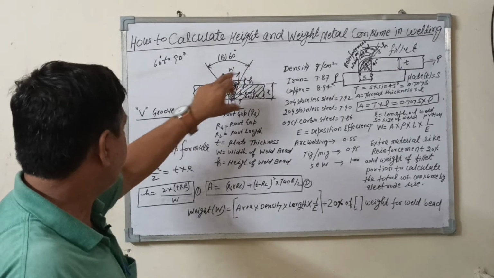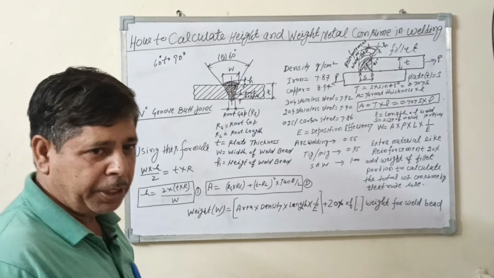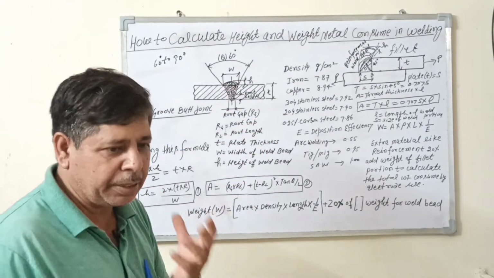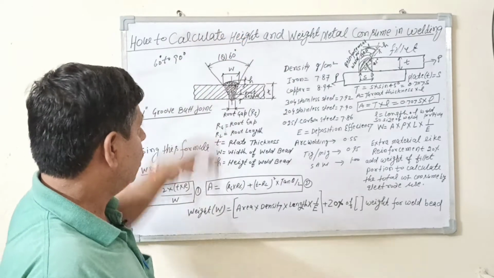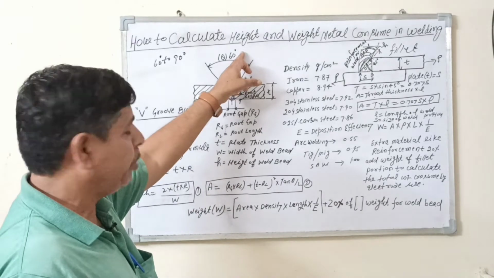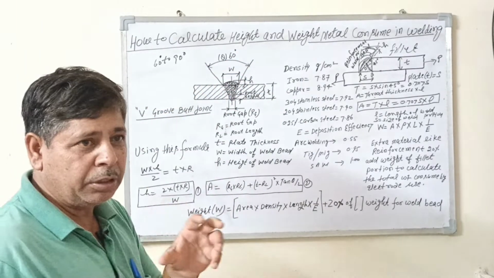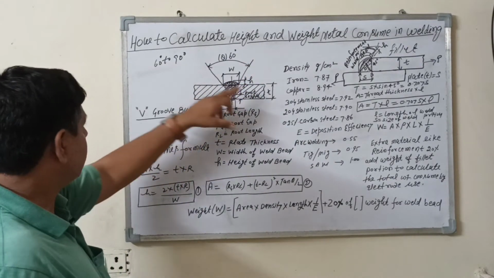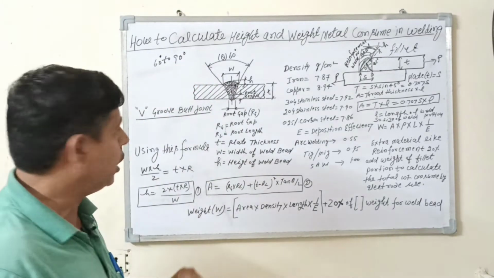The groove angle you will take as 60 to 90 degrees. The groove angle generally depends upon the thickness of the plate. Up to 6 mm, there is no need of any groove. For more than 6 mm thickness, the groove angle is needed. So the angle of this groove depends upon the thickness of the plate, and you will take 60 to 90 degrees.